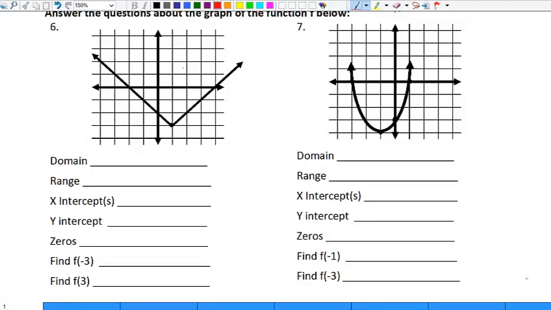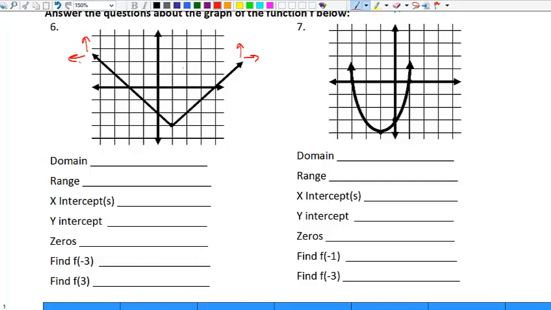So on the next two problems, we're asked to find a lot of information about the two graphs: domain, range, x-intercepts, y-intercepts, zeros, and some function values. To find domain and range, I want to focus on the arrows first. Notice that one of my arrows is going up and to the right, and the other arrow is going up and to the left.